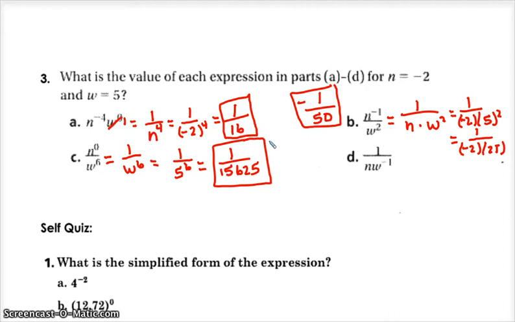Last example before you get to try. I've got 1 over n times w to the -first power. Since I have a negative exponent in the denominator, it gets moved up to the top. So when I simplify, I've got w over n. To evaluate, I know that w equals 5 and n equals -2, so my final answer is -5 over 2.